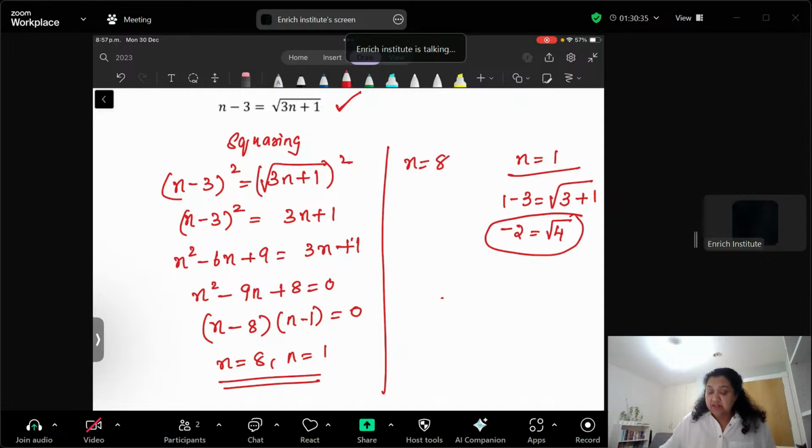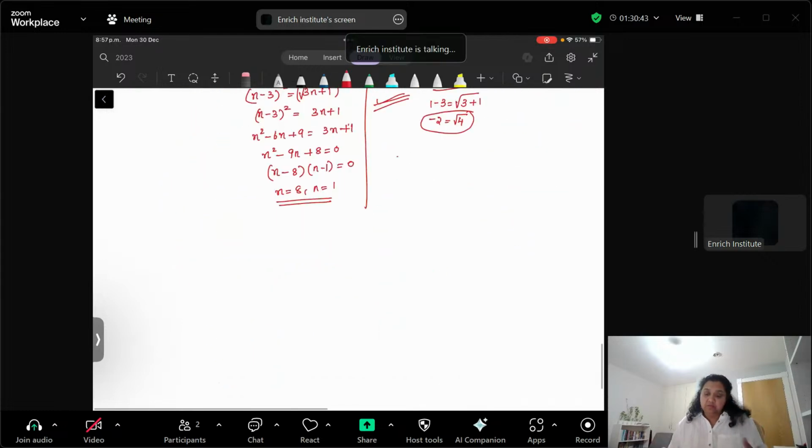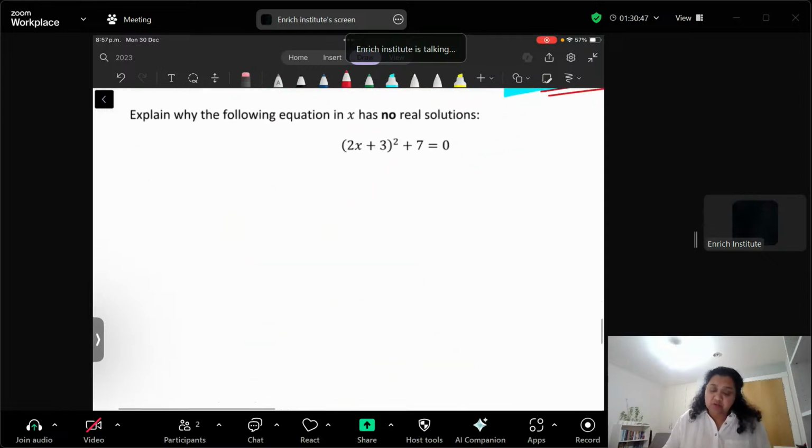So the answer is n is equal to 8. So you have to substitute it back and find out the value which is relevant. Okay, so that's all what I have. But I have some other question. Okay, one more question. I will just quickly go through it.